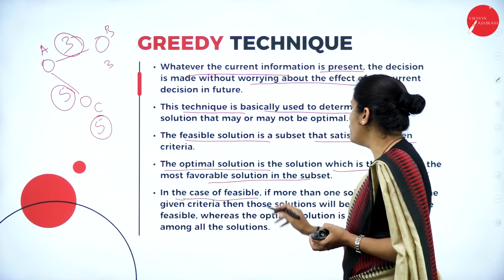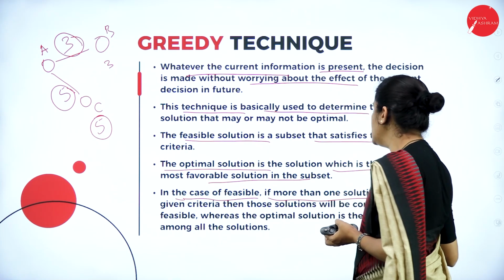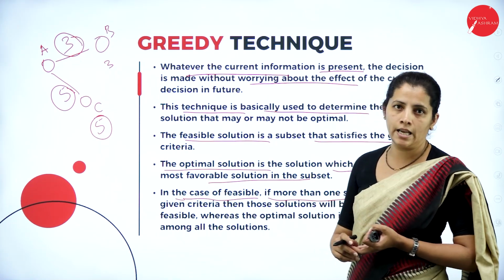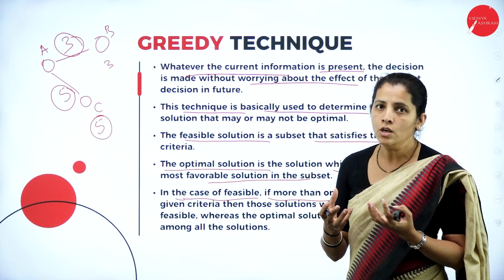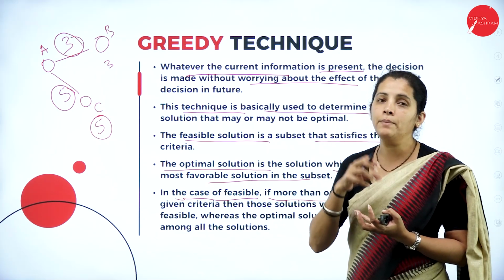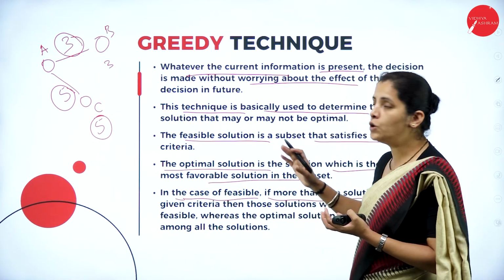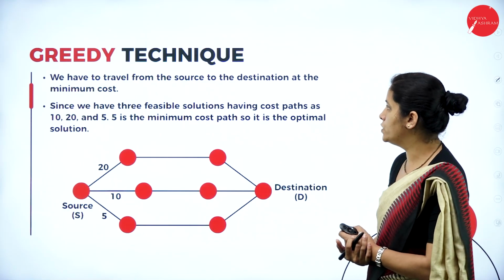In the case of feasible solutions, more than one solution may satisfy the given criteria. So in feasible solutions, I'm going to have more than one solution, and in that I want to pick the best one. When I pick the best one, that is my optimal solution, and all the solutions are nothing but the feasible solutions.